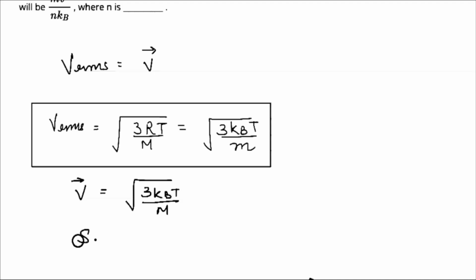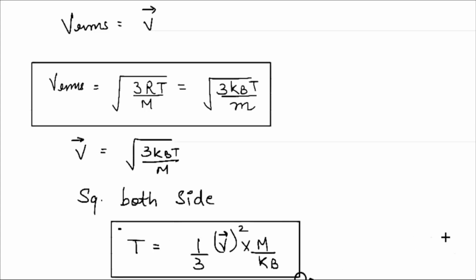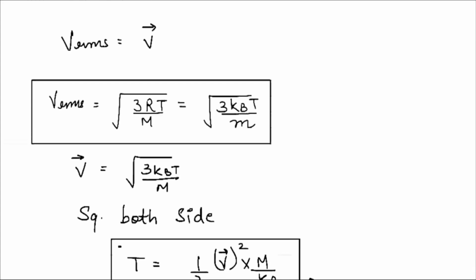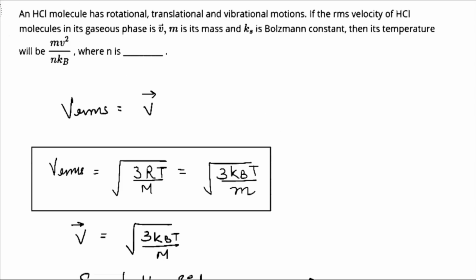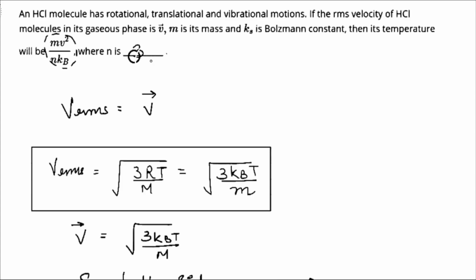If we square both sides, then we get our temperature expression as 1 by 3 V dash square into m by Kb. So this is the final expression we get. Now we have to compare this expression with this one. So we can see that the value of n comes out to be 3. So our correct answer is 3.